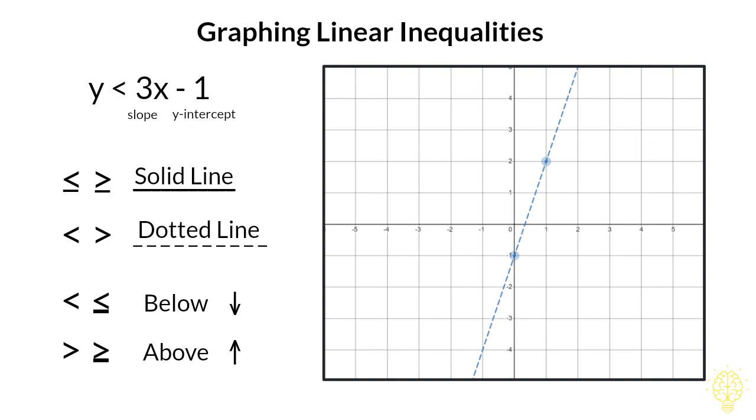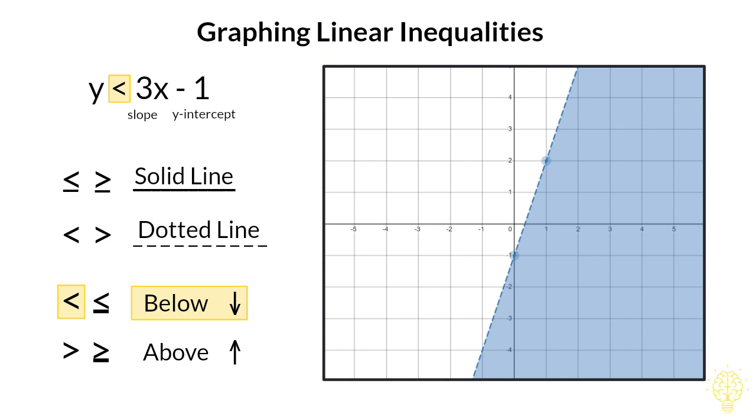Let's apply that trick here. We have a less than symbol. That means to shade below. So let's put our finger on the line and move it down below the line. Where did it end up? On this side of the graph. So we shade this entire side of the graph.